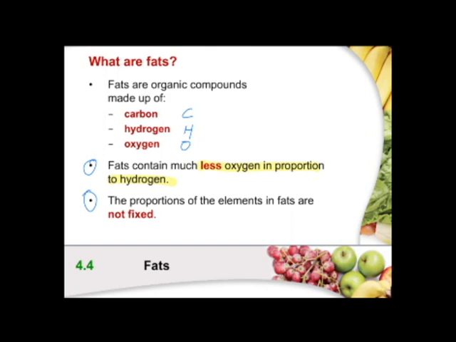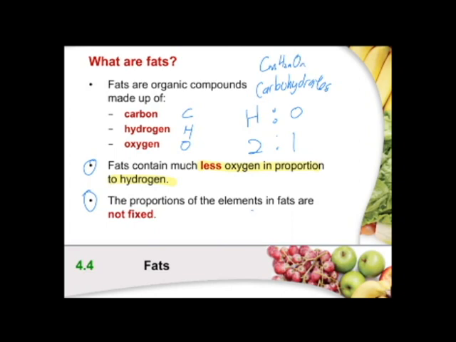And if you recall, for carbohydrates, the ratio of hydrogen to oxygen atoms is 2:1. However, for fats, you don't really have this ratio. Because for carbohydrates there's this general formula of CxH2yOy, for fats there isn't.